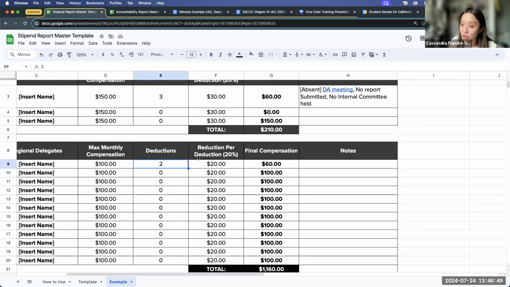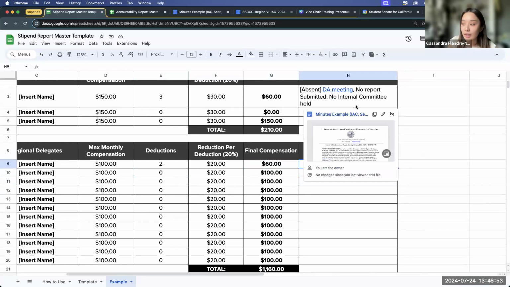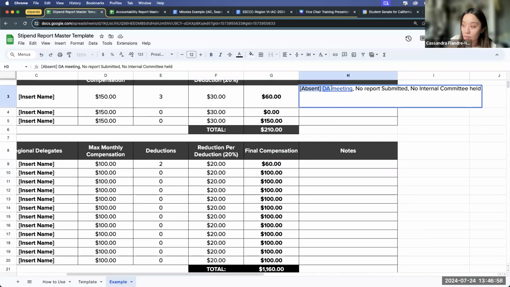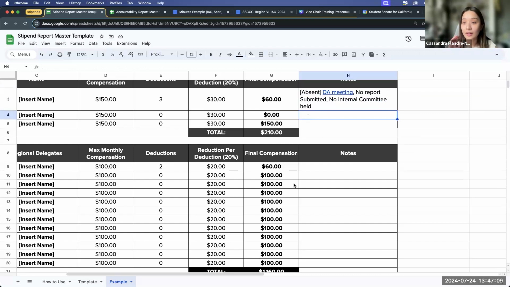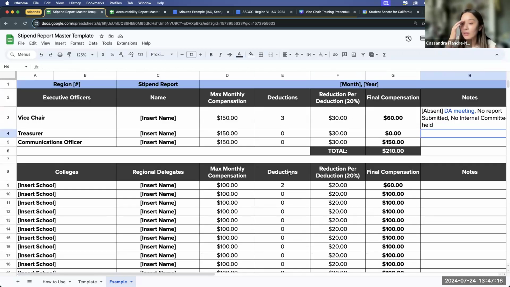But for this person, they had 2 deductions, so you have to make sure the notes are filled out with what the deductions are. And again, it would be the same format as here. If they were absent from a certain meeting, you would put absent, internal affairs committee meeting. And again, you want to make sure you link the meeting minutes of the meeting they're absent from so that they're able to access that in the workbook itself instead of having to go on multiple tabs to try to find it out. So that's how it's going to be. And I do want to say for the process, it will be one report, one workbook for the stipend reports.